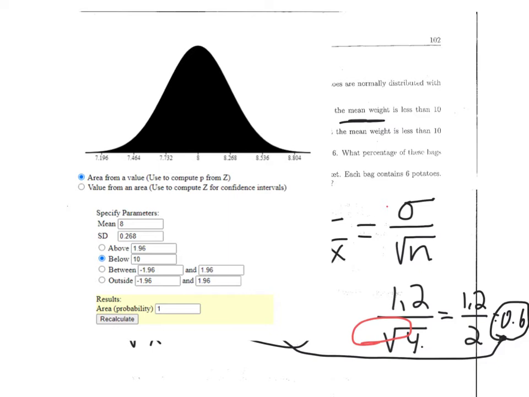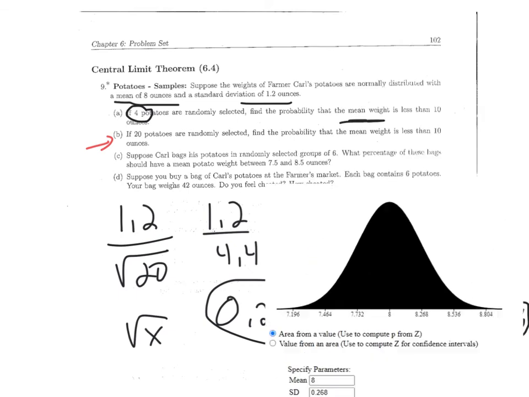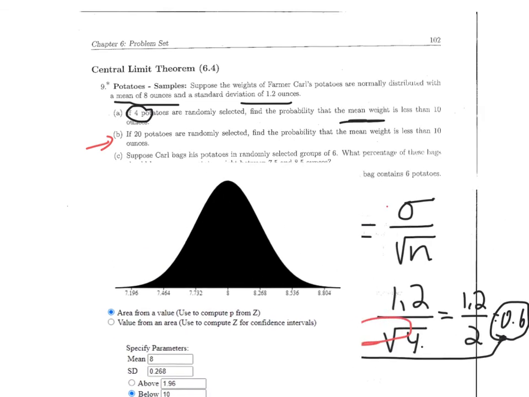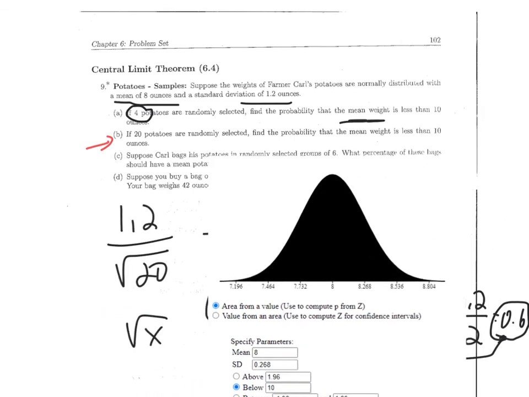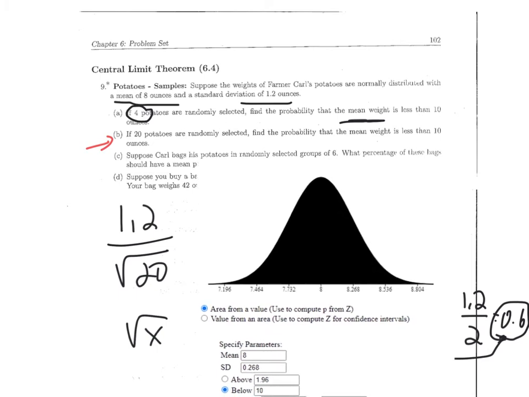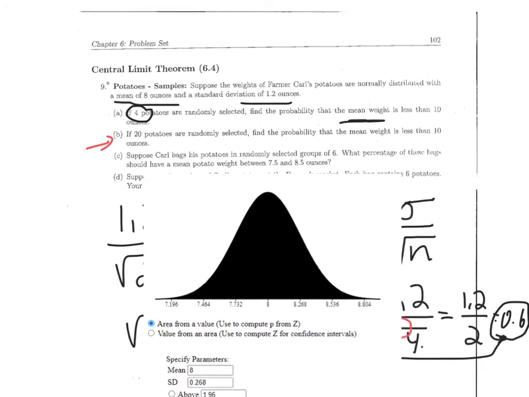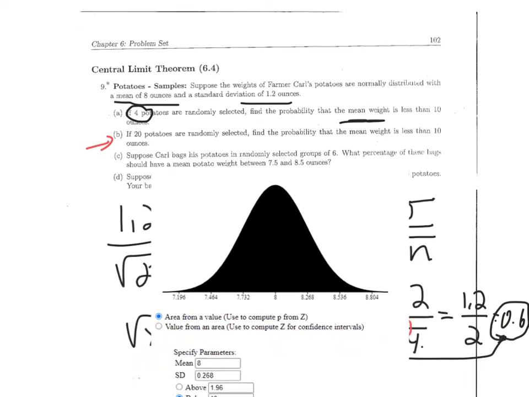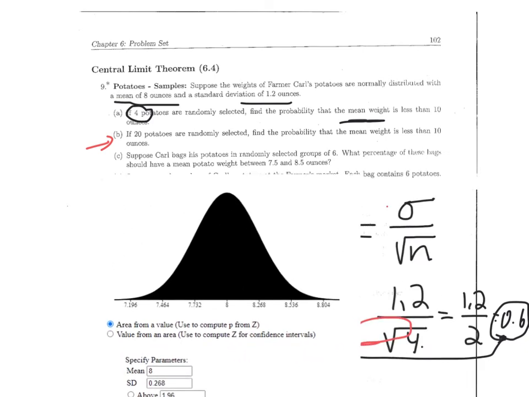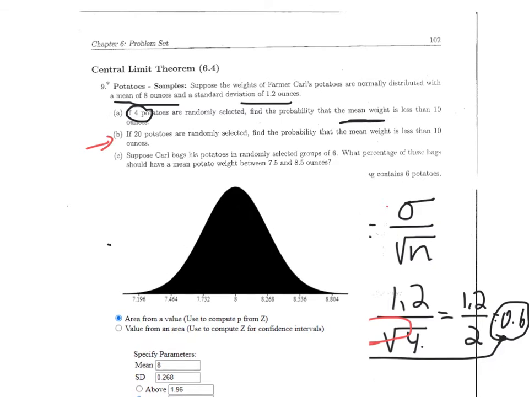Okay. Let's see, I guess that's that. So I think we've done that. Now we just have part C, which says, suppose Carl's bags, so groups of 6. Now we're having only 6 potatoes, and we're going to find what percentage of bags there'll be within a half an ounce. So the average will be half an ounce less than 8 and half an ounce more than 8.